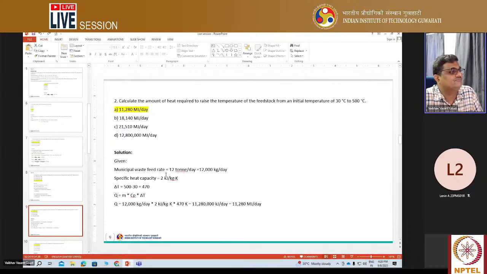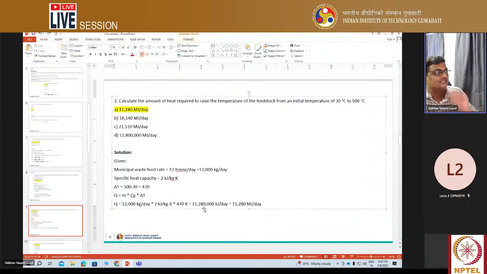So based on that, if you just calculate with the help of the formula Q is equal to M Cp delta T. So M is given here, Cp is also known, and then delta T is 470 because 500 minus 30 is 470. And once you simply multiply this, it comes out to be around this many megajoules per day. So this is the right answer to this question as well.